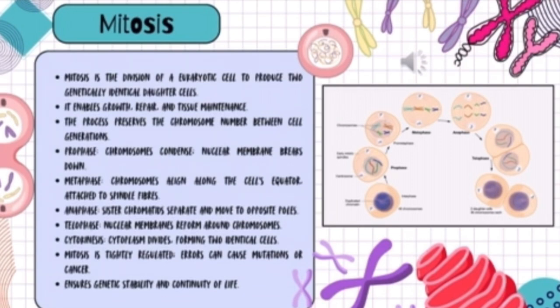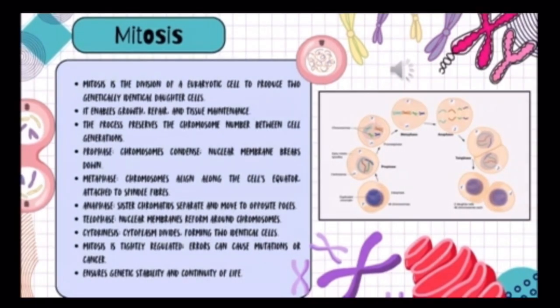identical set of chromosomes. Finally, in telophase, nuclear membranes reform around two sets of chromosomes, followed by cytokinesis, which divides the cytoplasm.